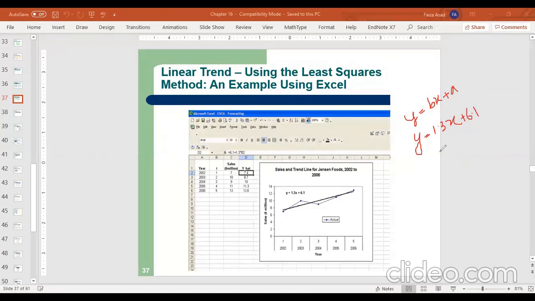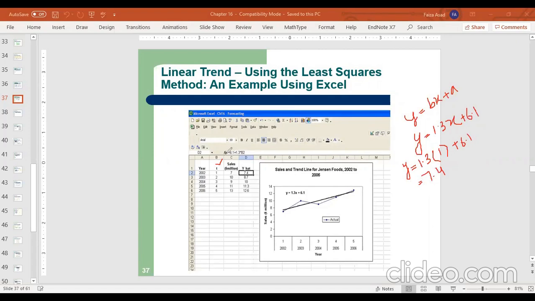So I'll put the values of the independent variable, which is given over here, into the equation, and we will get the y hat value. I'll put the first value into the equation, 1.3 times x, which is 1 for year 2002, plus 6.1. So the first y hat is going to be 7.4.